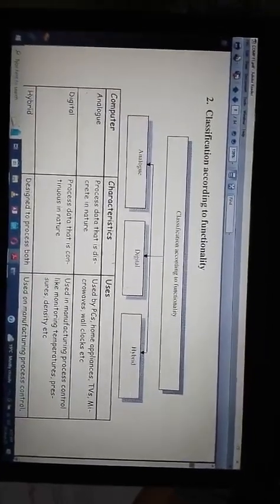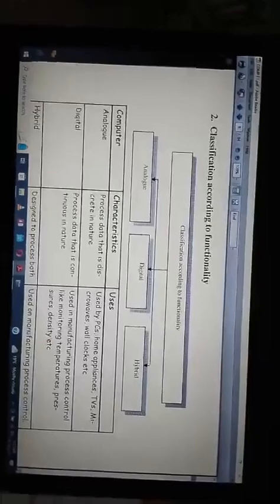Lastly, we have what we call hybrid computers. Hybrid computers are actually a combination of analog and digital. Hybrid computers simply take the best of analog computers and the best of digital computers, and then combine the two.